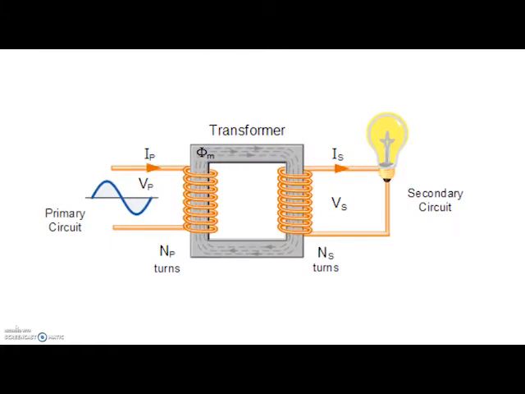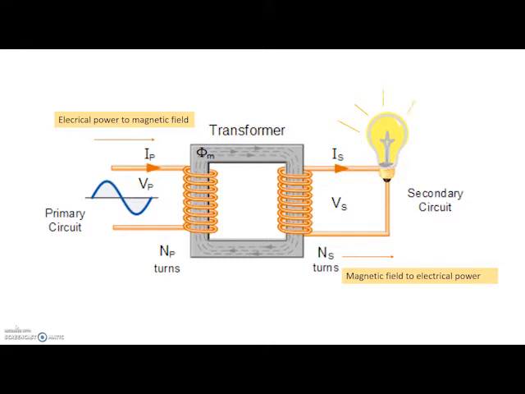Generally, the primary coil of the transformer is connected to the input voltage supply and converts the electrical power into a magnetic field, while the job of the secondary coil is to convert this alternating magnetic field into electrical power, producing the required output voltage.